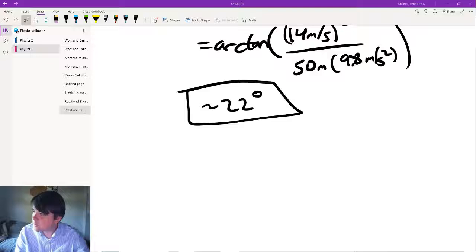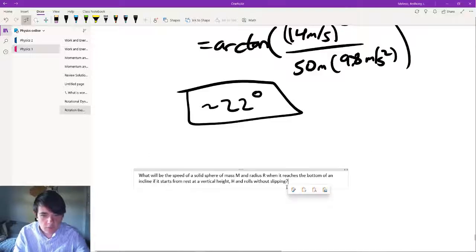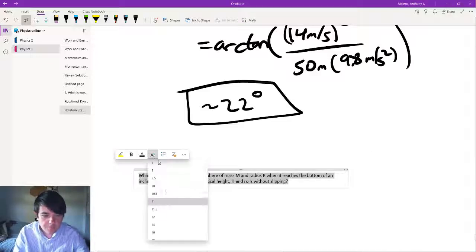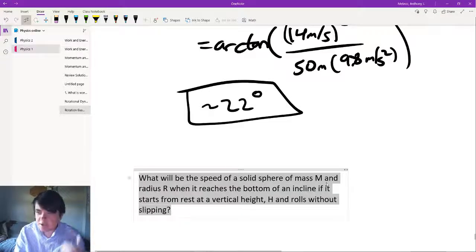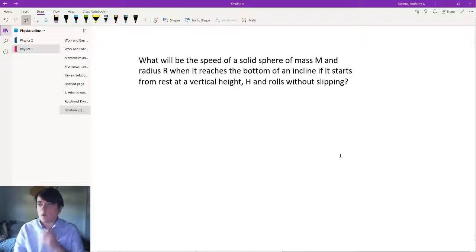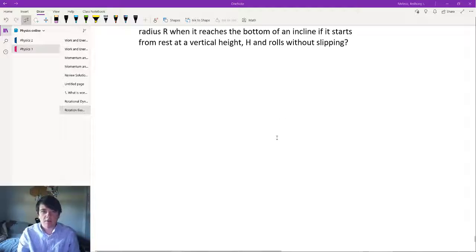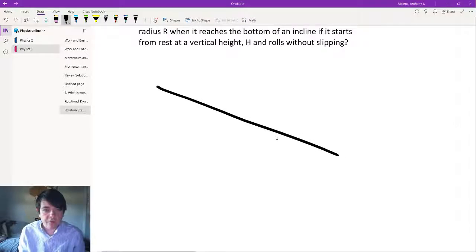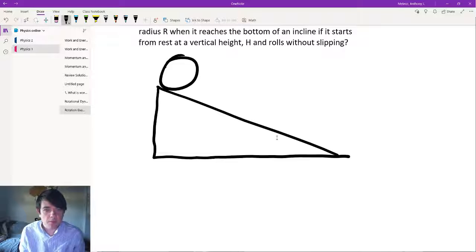Next up, we've got energy. So we're talking about energy and momentum for the last two sections of rotation. We want to know what will be the speed of a solid sphere of mass m and radius r when it reaches the bottom of an incline from rest at a vertical height h, and it's rolling without slipping. So let's look at this. We've got this type of problem.